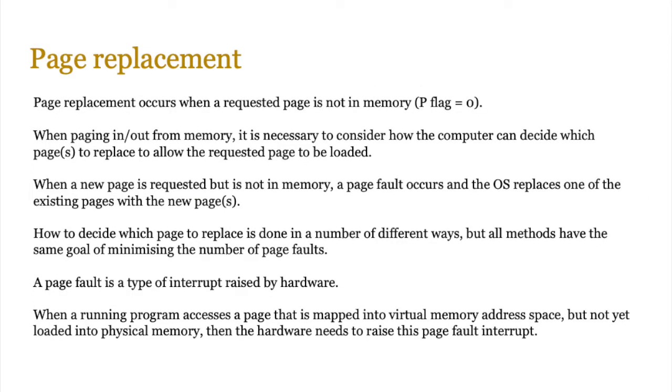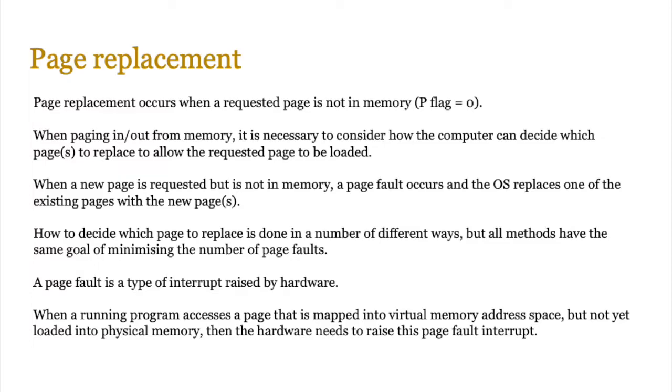So let's start with page replacement. Page replacement occurs when a requested page is not in memory. If you remember the flags that we were looking at when we were discussing pages, there's a flag that's called P, and if that's set to 0, that means that this page is not in the memory, but it's in the swap space. So when paging in and out from memory, it is necessary to consider how the computer decides which pages are replaced, and then it allows the requested page to be loaded.